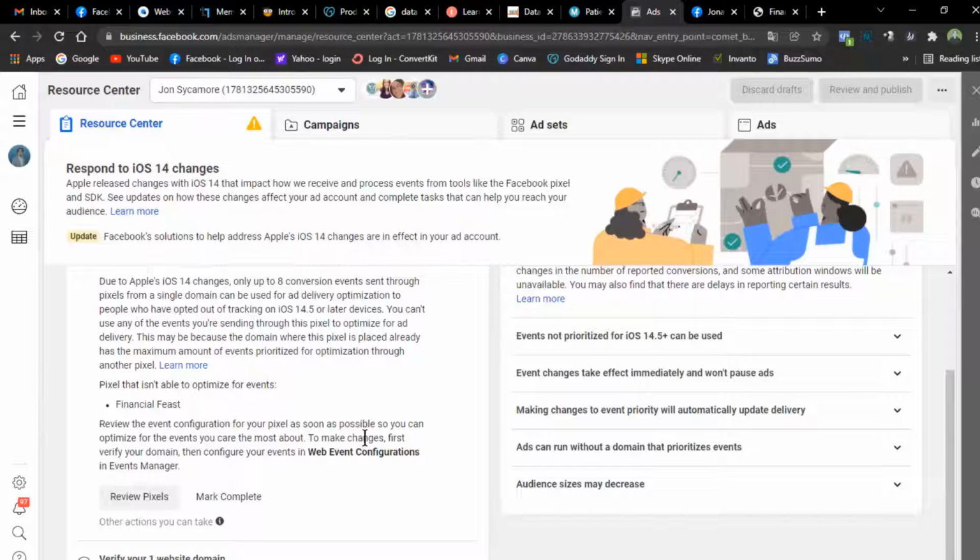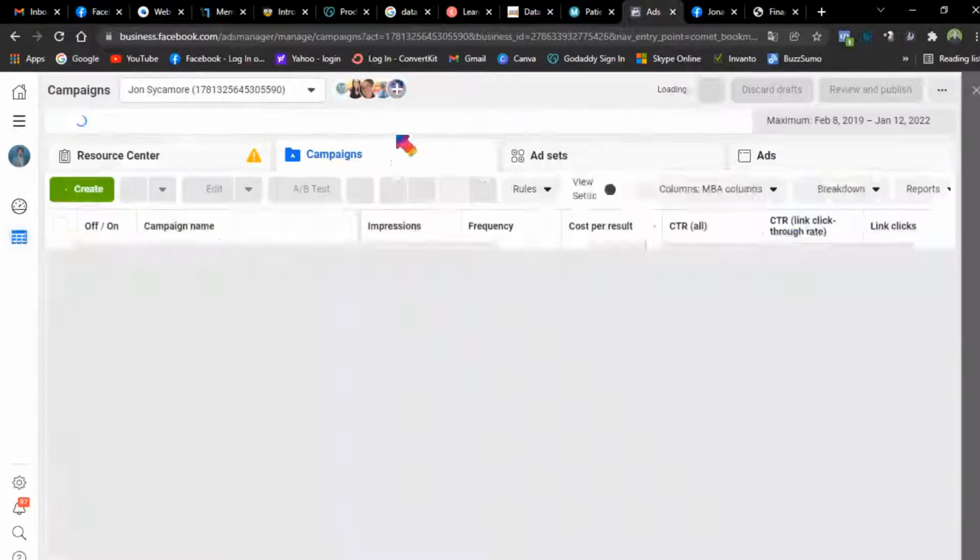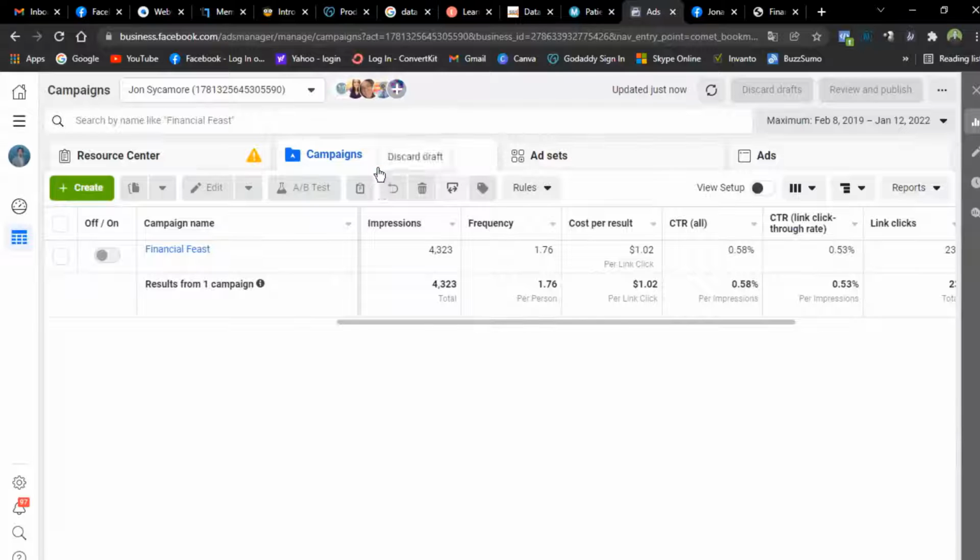Basically, it's just prioritizing your events for, let's say, leads, sales, booked calls, just telling Facebook what they need to prioritize. Since you're not an e-commerce store with a lot of conversion events, this is very simple and doable. So you have to do these tasks. This also signals to Facebook that you're compliant, okay?